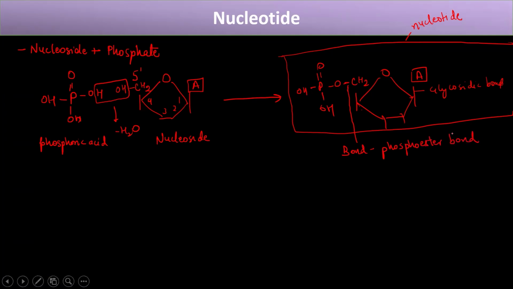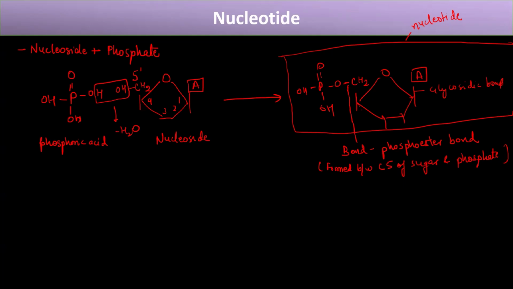The phosphoester bond, as we have seen, is formed between carbon 5 of the sugar and the phosphate group. The phosphoester bond is formed between carbon 5 of the sugar and phosphate, while the glycosidic bond is formed between carbon 1 of the sugar and the nitrogenous base.